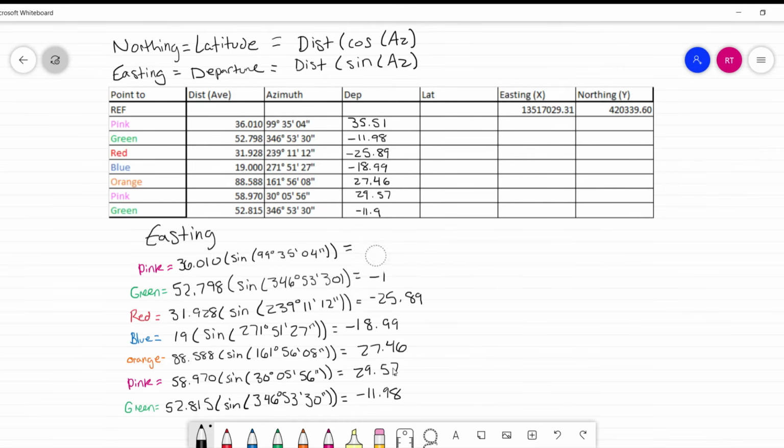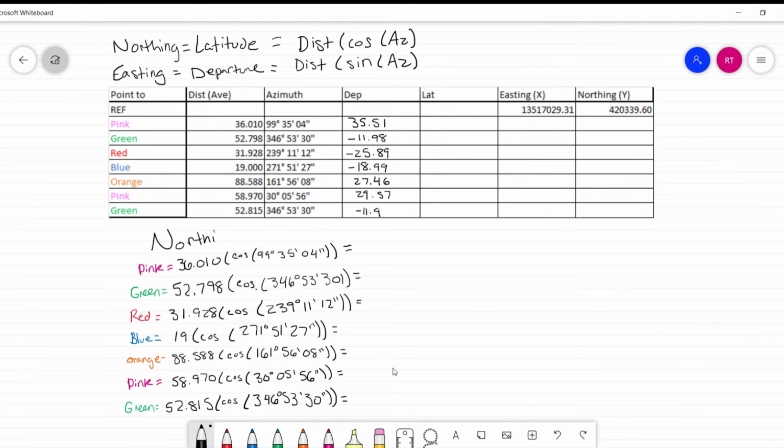I'm gonna go and erase these answers, and I'm gonna erase the word sine here and replace it with cosine. Right, cosine on all of these. And this no longer is easting, this is now going to be the northing. So now we're going to calculate the latitudes, which is the change in the y direction between each of these points.